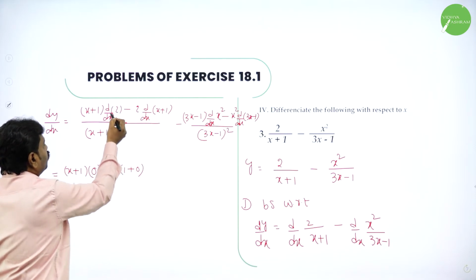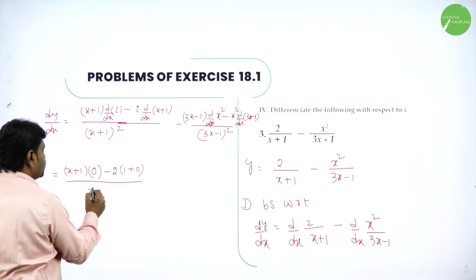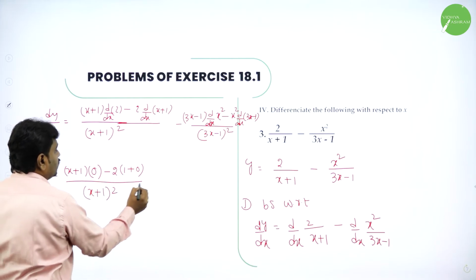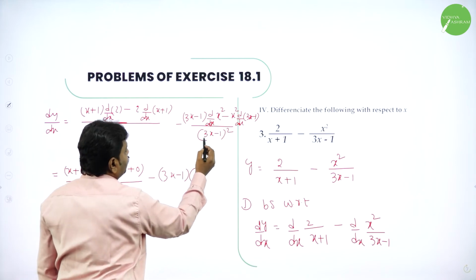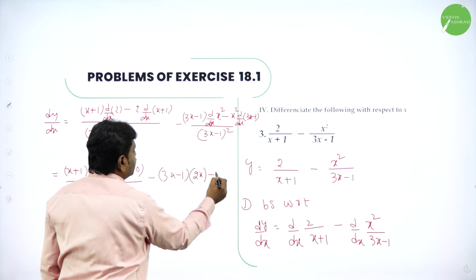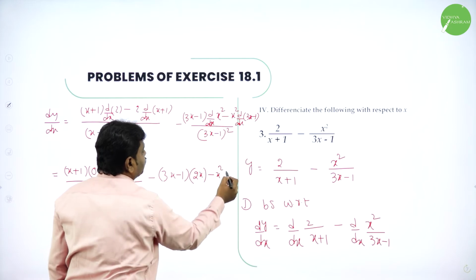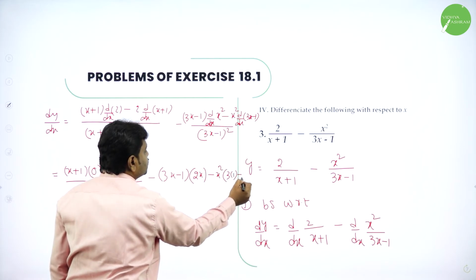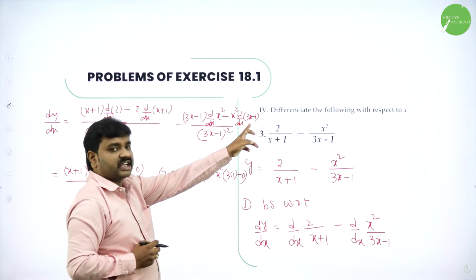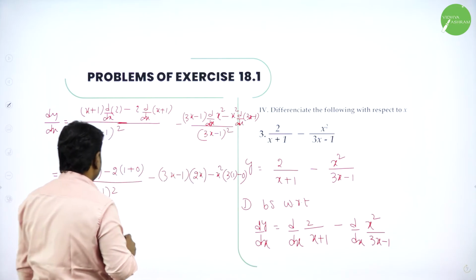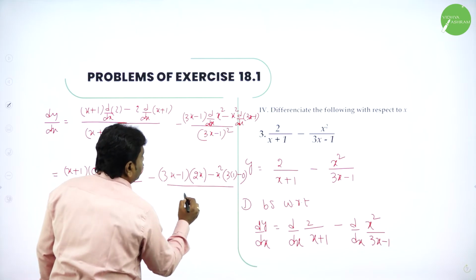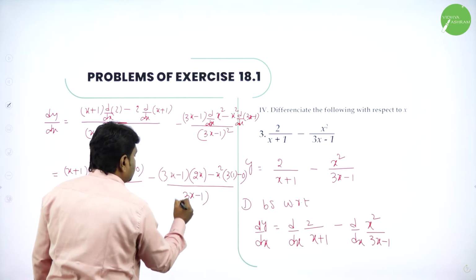All of you know d by dx of x is 1, d by dx of 1 is 0. Here d by dx of 2 is what? 0, because derivative of constant is 0, x plus 1 the whole square minus 3x minus 1 into derivative of x square gives you 2x minus x square into derivative of 3x gives you 3 into 1 minus 0. Derivative of 3x is 3 is constant, take it out, derivative of x is 1, derivative of 1 is 0, divided by denominator the whole square, that is 3x minus 1 the whole square.